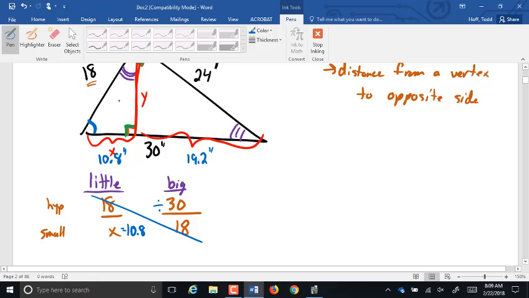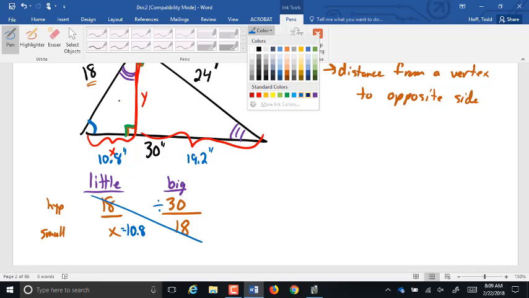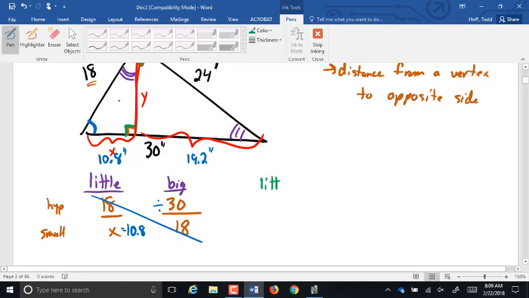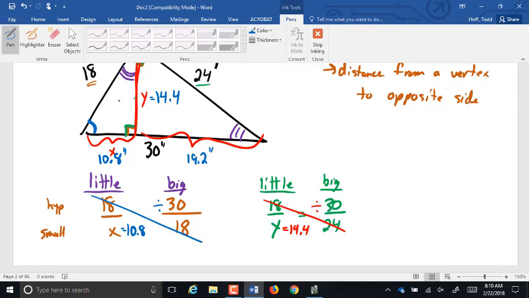Now I could do a squared plus b squared equals c squared, but let's be sneaky. You got a little triangle and a big triangle. 18 is still the hypotenuse of the little triangle. 30 is still the hypotenuse of the big triangle. Y is which side of the little triangle? Y is the longer leg, right? So the longer leg of the big triangle is the 24. So now it would be 18 times 24 divided by 30. So that's 14.4. Does that sound right? So y is 14.4. So we can find those missing lengths of those little triangles. We can find all the sides of them.